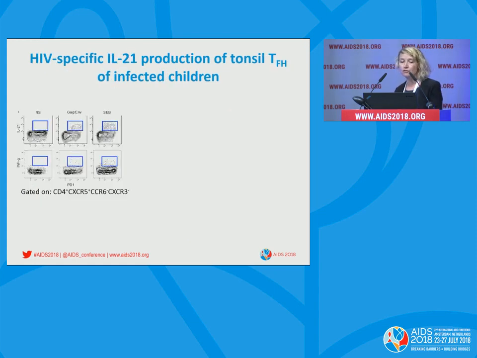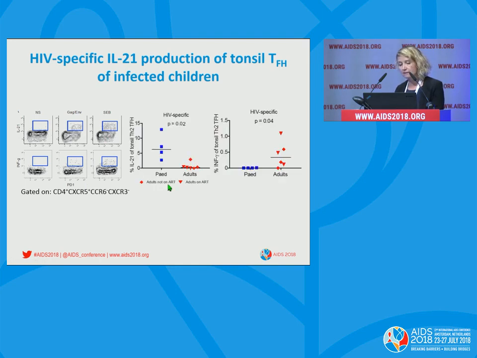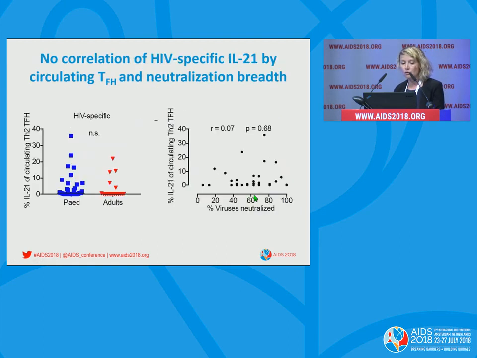We also looked for function of TFH cells, and for this we performed intracellular cytokine staining assays and stimulated the cells with either HIV peptide, here in the middle, or SEB unspecifically. And we looked for IL-21 production here in the top row and interferon gamma production in the bottom row. And we found to our surprise that in HIV-infected children, TFH cells secrete high amounts of IL-21 in response to HIV peptide, which adults don't. And for the interferon gamma secretion, we observed an inverse trend. So we moved into circulation, and there we could not find differences in IL-21 secretion of circulating TFH cells between children and adults, and no correlation with neutralization breadth.